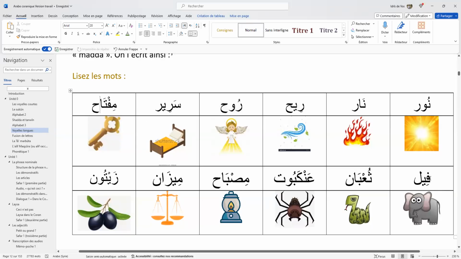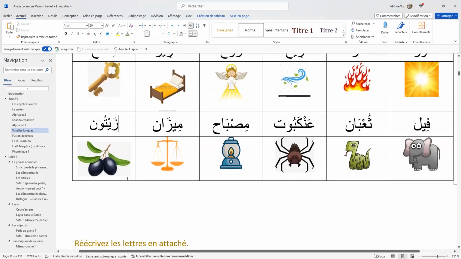Fil, the elephant, like the name of the Surah al-Fil. Here we lengthen the U. Misbah, with a long A. Mizan, with two long vowels, the long I and the long A. Mizan. And finally, zaytoun. And there we are.